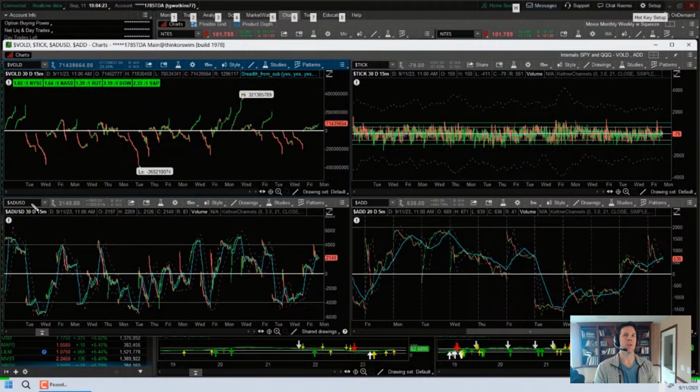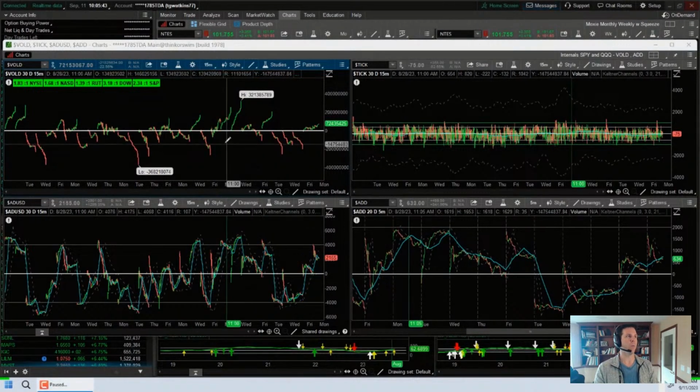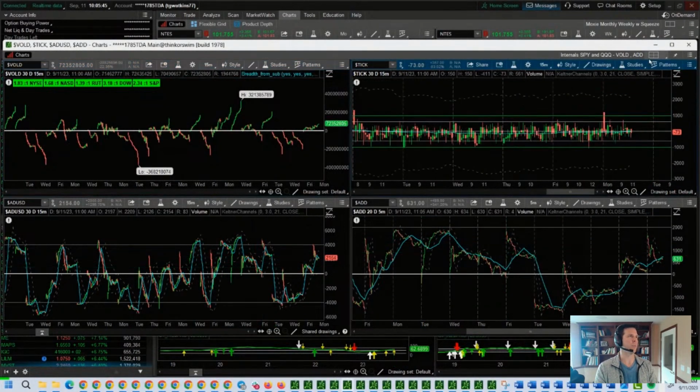Then down here, $ADUSD. This is the number of up stocks versus down stocks, and it was pretty strong this morning, but has since faded. You can obviously see how the trend goes like this and then up again. I do find that interesting to follow and to look at. That's one way. You have the ticks also. I don't follow that too much.